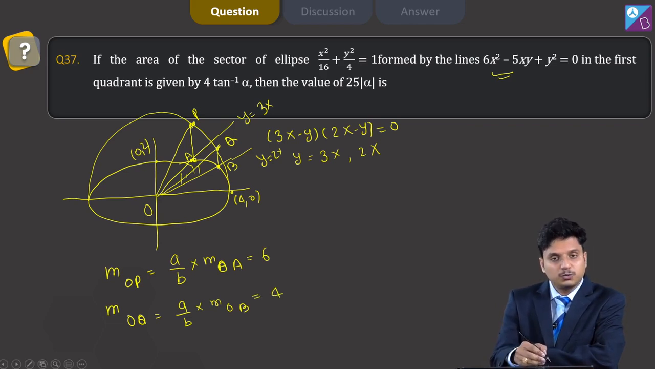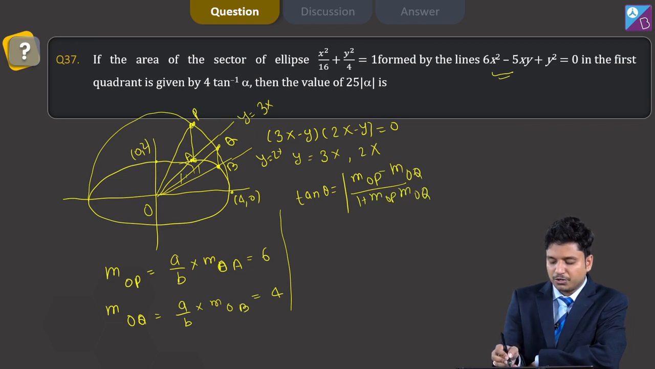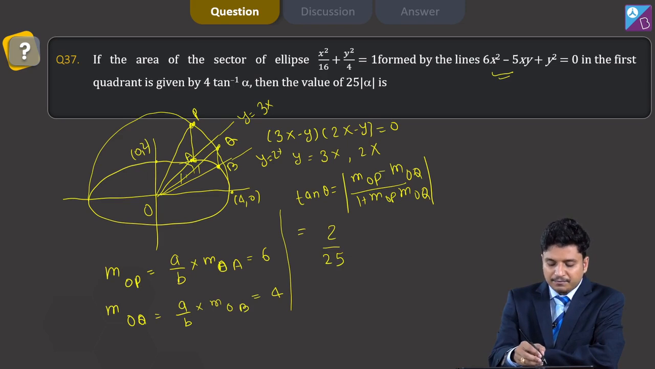Angle in between these two lines OP and OQ can easily be found out using this tan theta is equal to slope of OP minus slope of OQ divided by 1 plus slope of OP into slope of OQ, right. So this will be equal to 6 minus 4 upon 1 plus 6 into 4, which is 2 by 25. So the angle POQ is tan inverse 2 by 25.